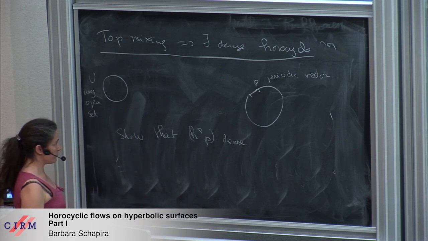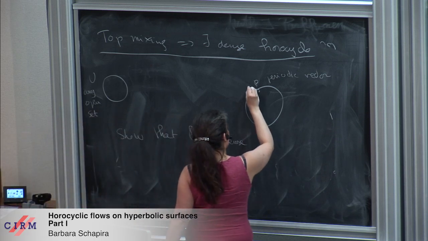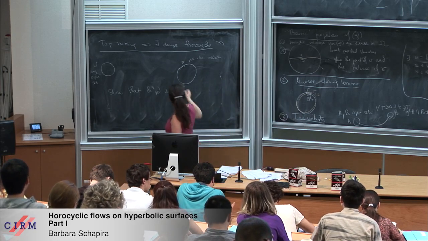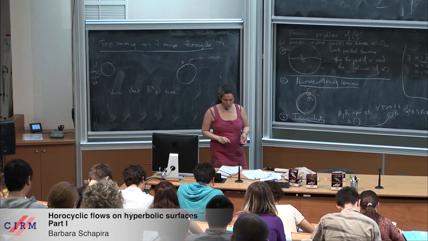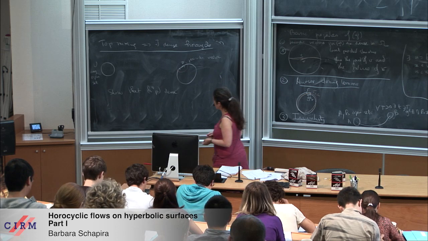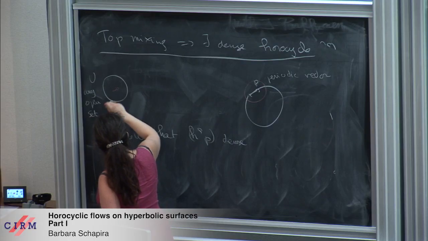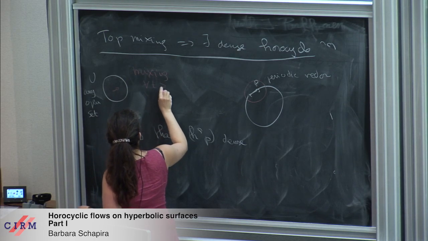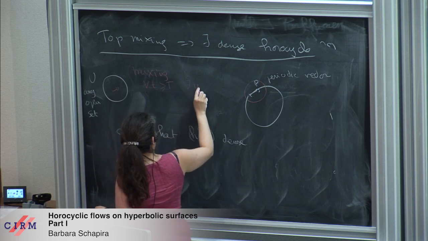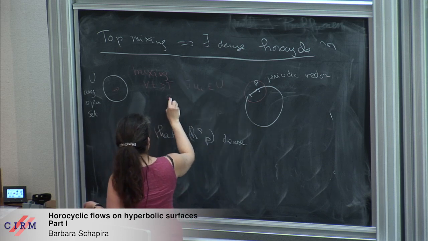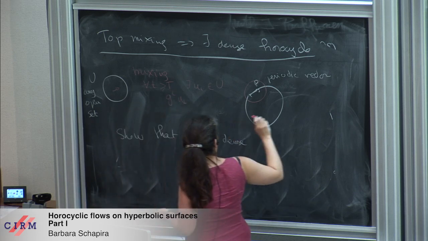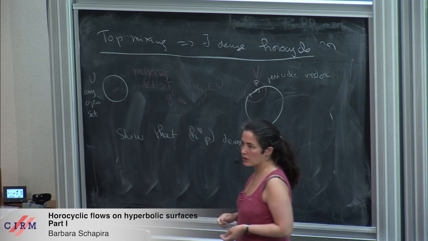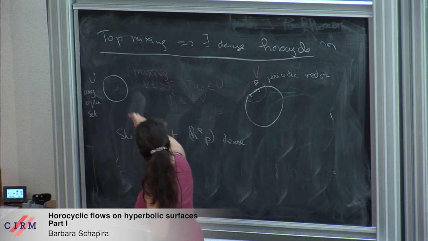Take a very small neighborhood V of P. And by mixing, for all t large enough, there exists a vector ut in U such that gt ut is in my neighborhood V of P. Okay?